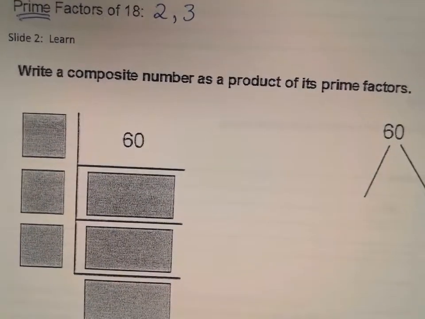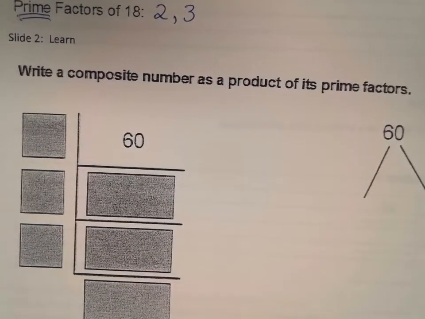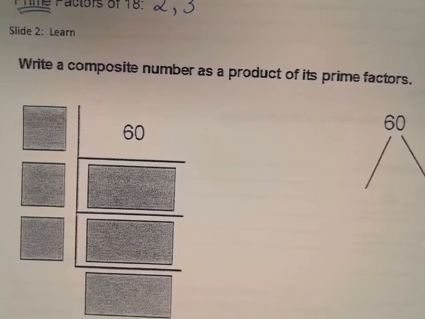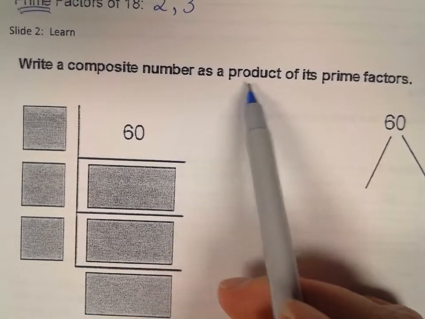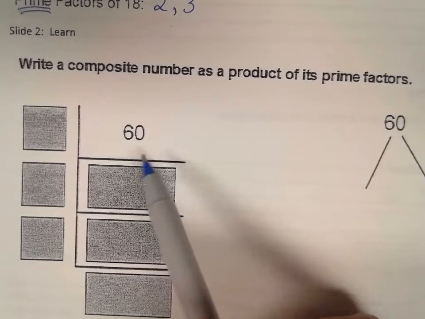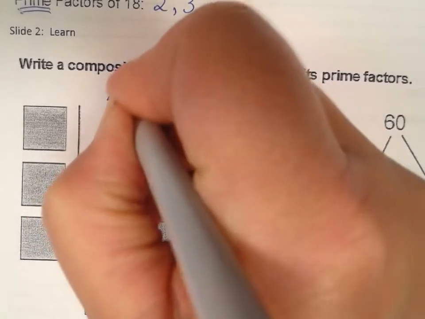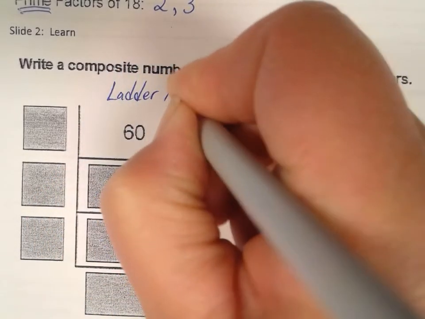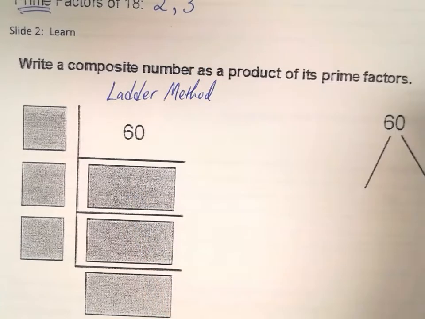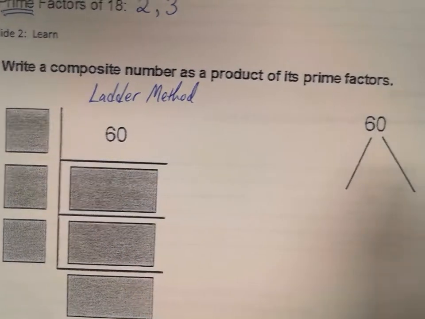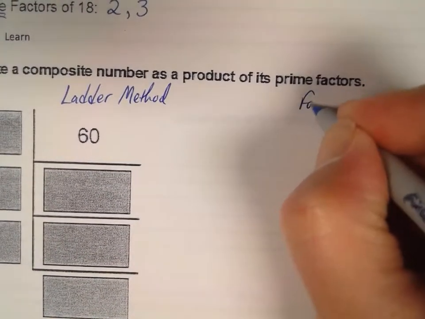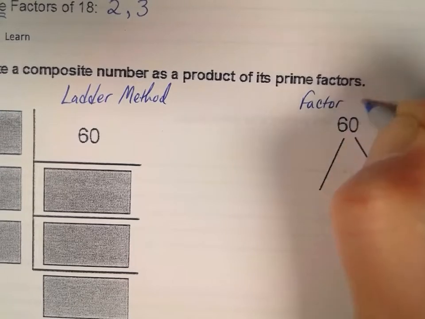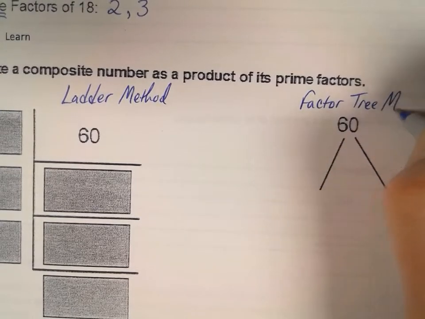Today you get to stretch your thinking a little bit more with primes and composite numbers. So you're going to be given a composite number, and we're going to write it as a product of its prime factors. So there are 2 methods here. This one is called a ladder method. It kind of looks like a ladder, kind of like we're climbing down the ladder. And over here, this is considered a factor tree method.